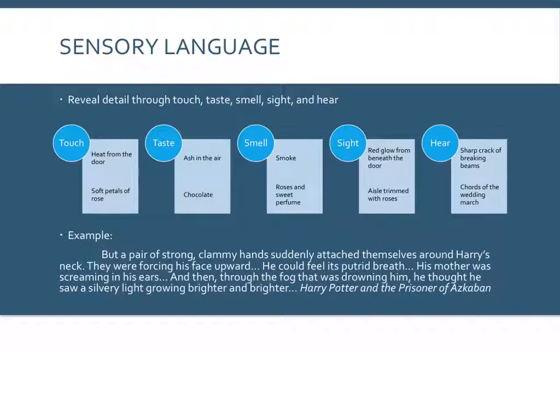The target also asks that you use sensory language. So remember, this is where we reveal detail through touch, taste, smell, sight, and what you can hear. And just to give you several different examples here, imagine, if you will, a house fire.